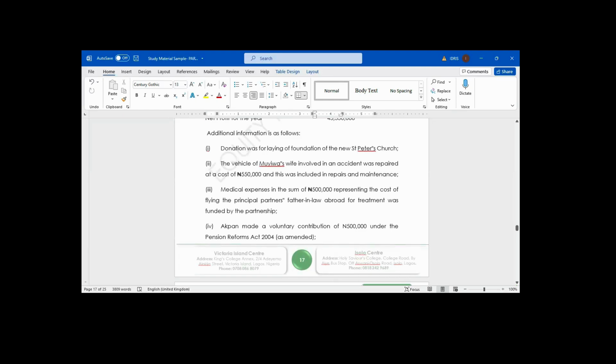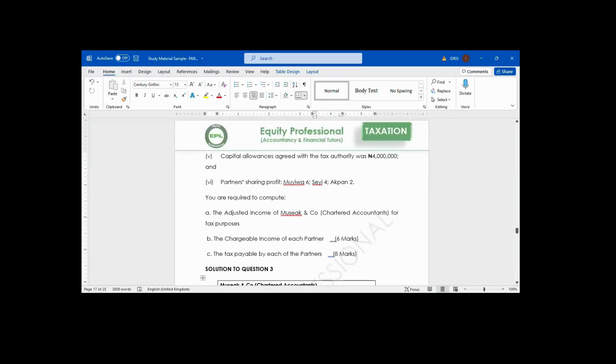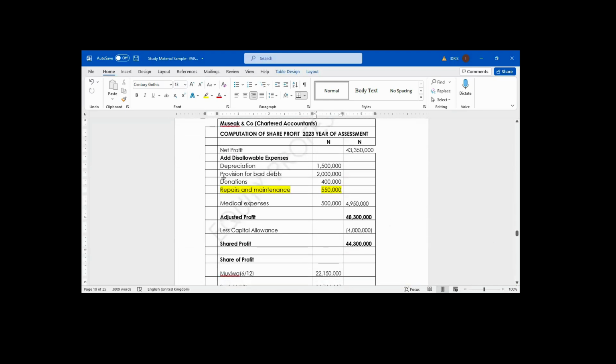It is disallowed, my sister. Don't mind me, it is disallowed. It's not for the business. If the donation is to a government or public institution, it's allowed. If you make a donation to an orphanage home, it's charitable organizations, allowed. But if you make a donation to a church or mosque, religion is not included, so it's not allowed. Do you understand? Yes, sir. It is not allowed.